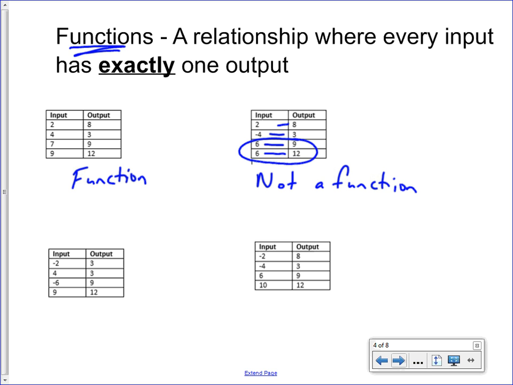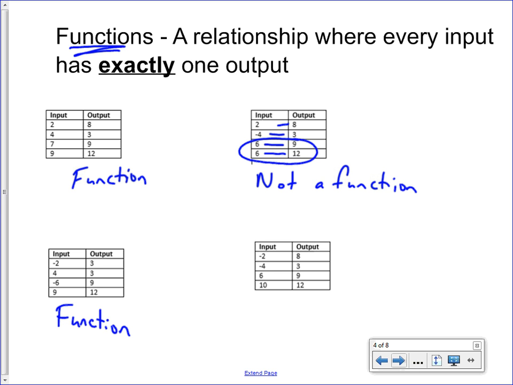So if we look at the next one, we get an input of a negative 2. It's paired with a 3. We got an input of a 4. It's paired with a 3. Input of a negative 6. It's paired with a 9. A 9 is paired with 12. There is nothing here that breaks our rule of every input has exactly one output. So we would consider this to be a function.